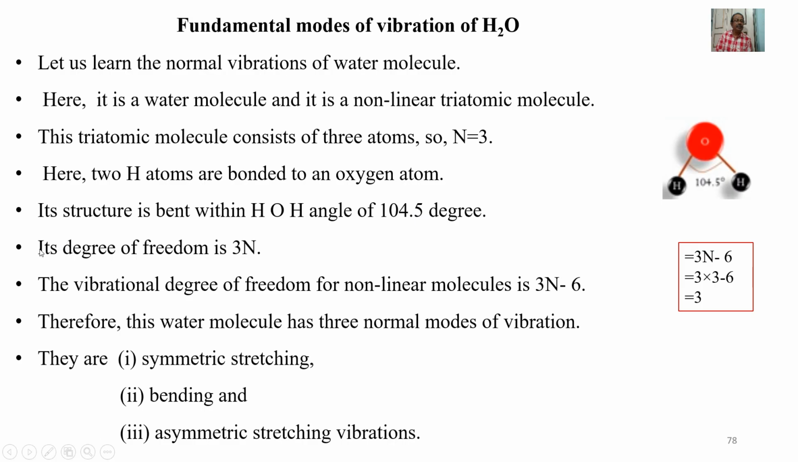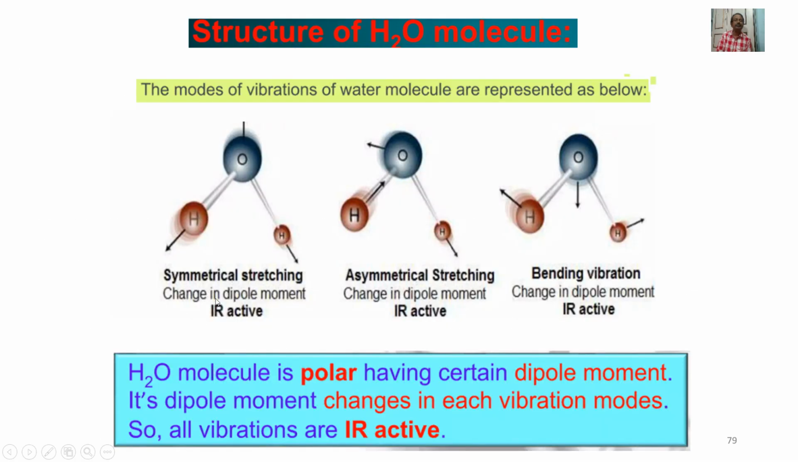Its degree of freedom is nothing but 3n. The vibrational degree of freedom for a non-linear molecule is nothing but 3n minus 6. Therefore, this water molecule has 3 normal modes of vibration. So we have calculated using this formula, 3n minus 6, and we have 3 modes of vibration. So they are symmetric stretching, bending, and asymmetric stretching vibrations. And this is the structure of the water molecule.